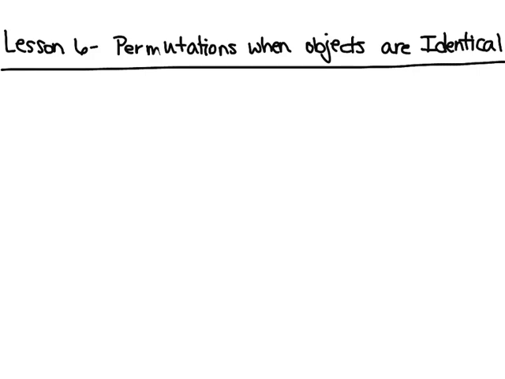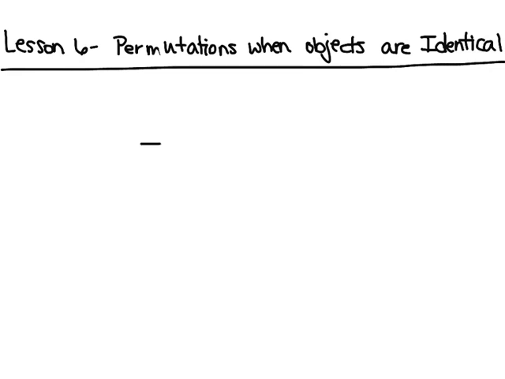Lesson 6, permutations when objects are identical. So when there's objects that are identical, say you have two of the same thing, it doesn't matter what order you put those two things in. If they're exactly the same object, it's the same thing.